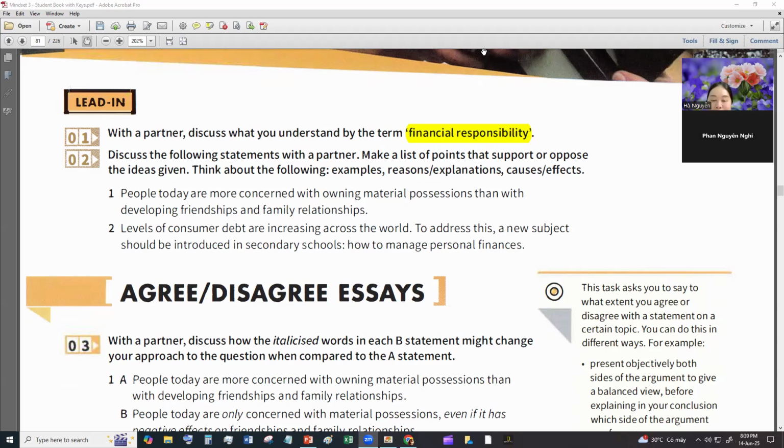People today are more concerned with owning material possessions than with developing friendships and family relationships. You did this one, right? Yeah. Okay, so what do you think? Supporting and opposing. I agree that people generally put possessions before relationships, as there are more modern technology appliances such as social media and phones, which means that people spend less time with family and friends and more time online. For example, people may work overtime to buy luxury things but miss out on family events or bonding moments.